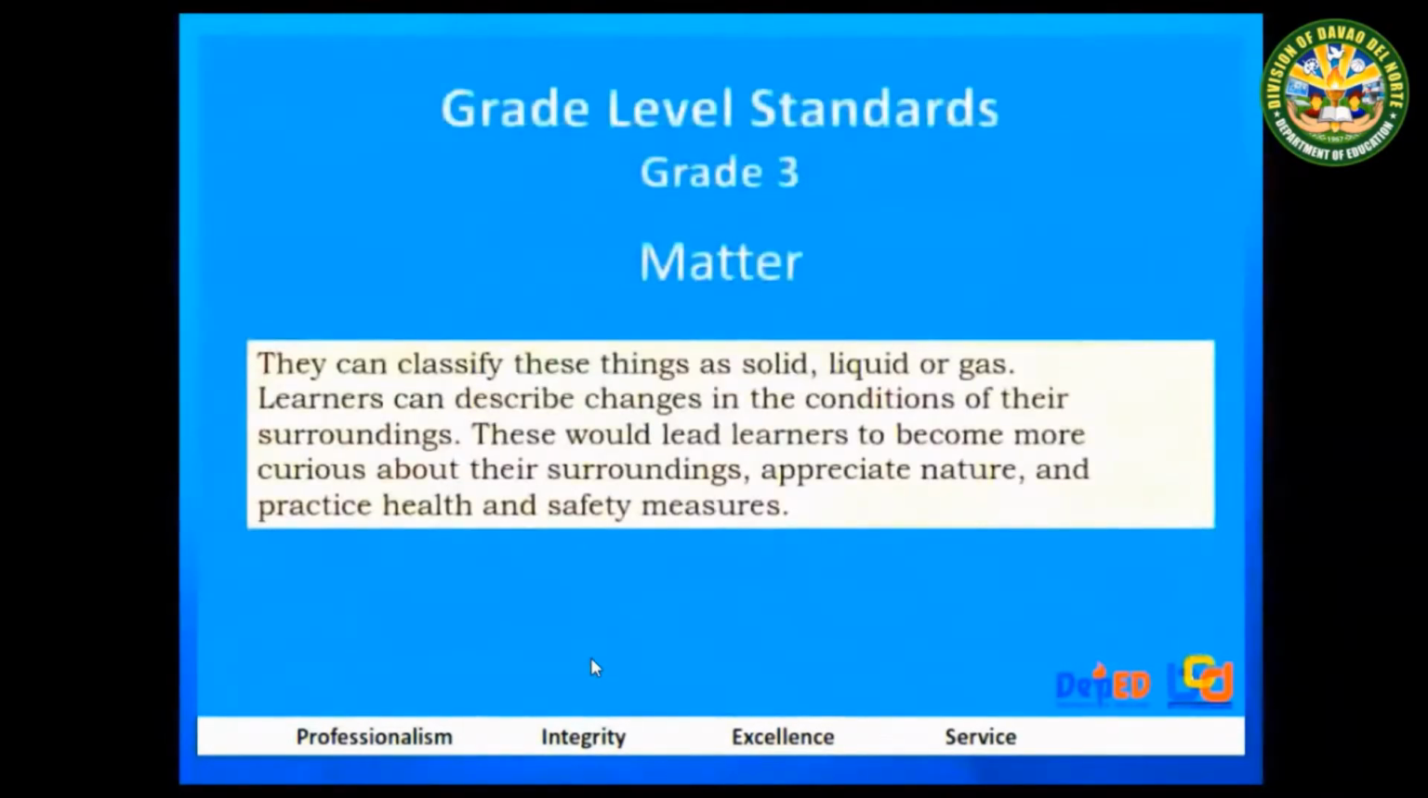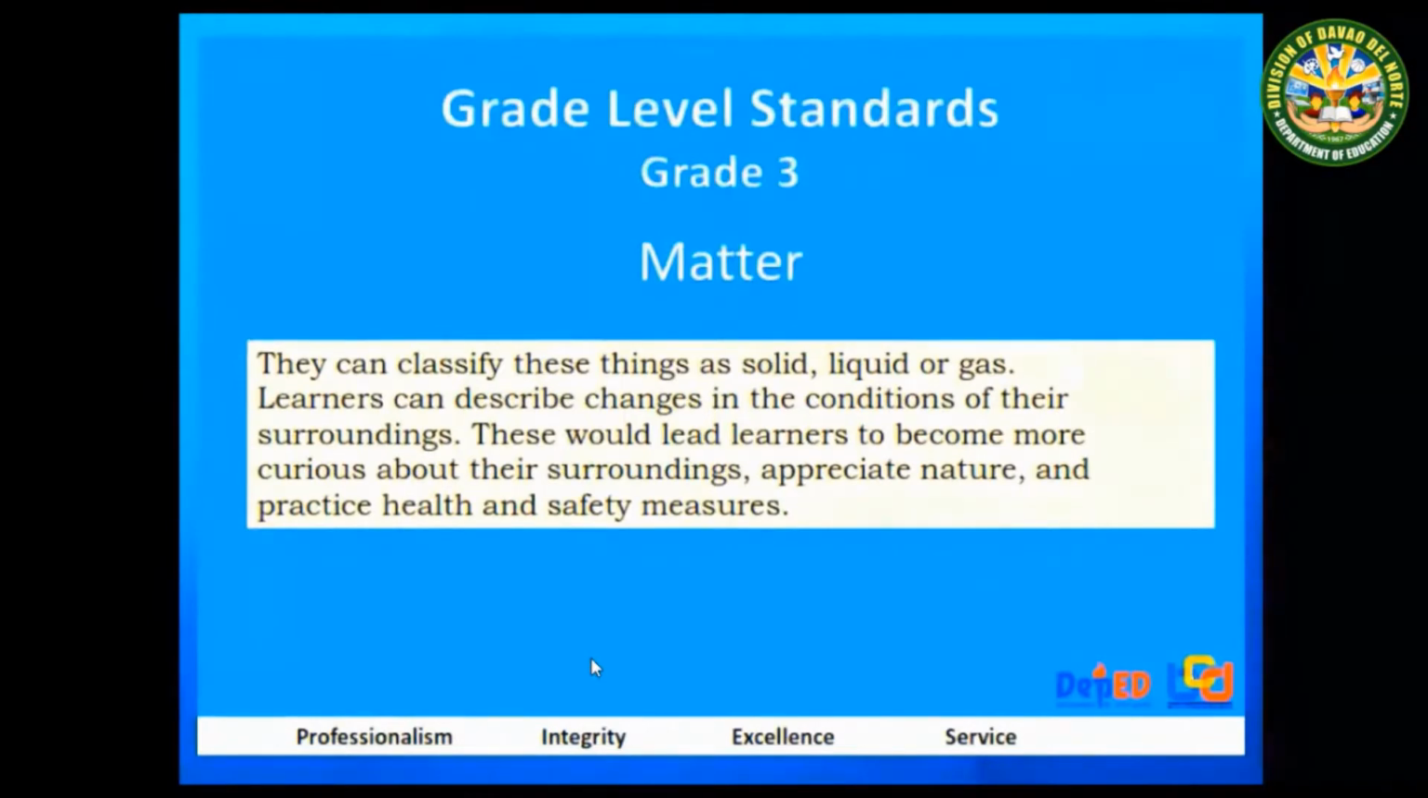For grade 3 level standards, domain matter. They can classify these things as solid, liquid, or gas. Learners can describe changes in the conditions of their surroundings. This would lead learners to become more curious about their surroundings, appreciate nature, and practice health and safety measures.